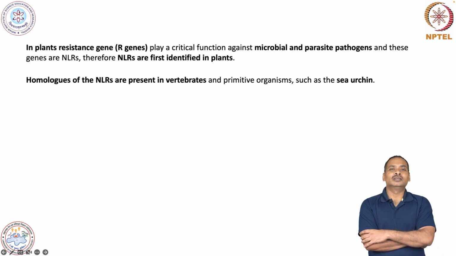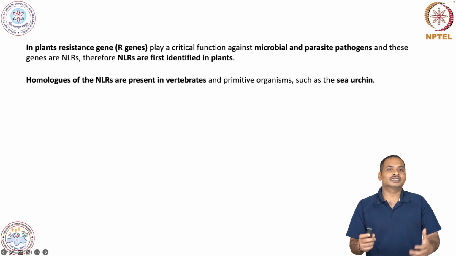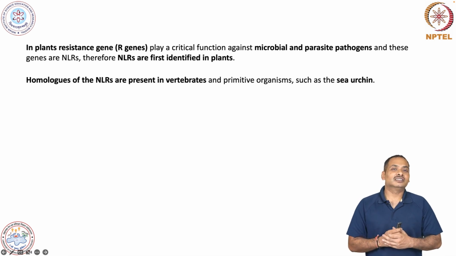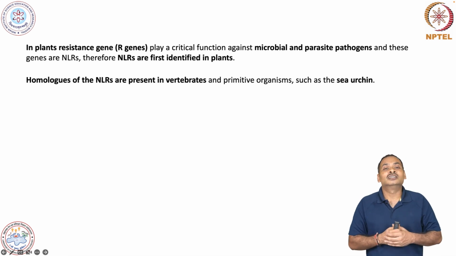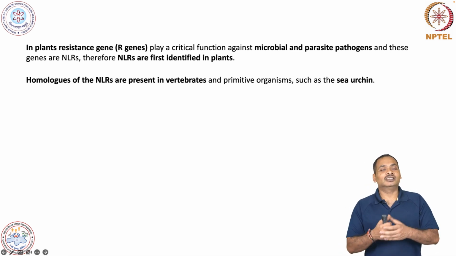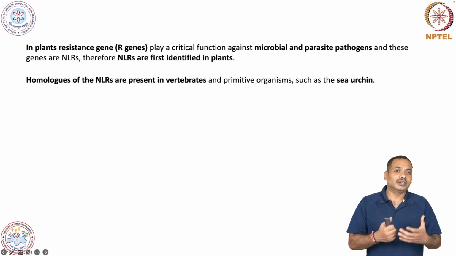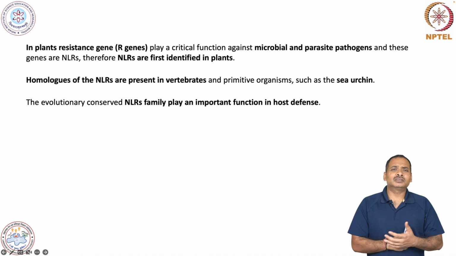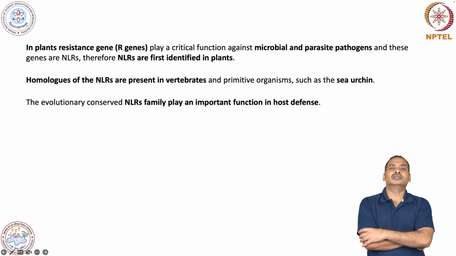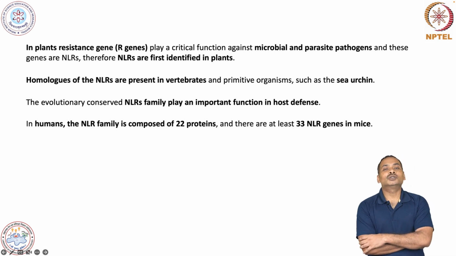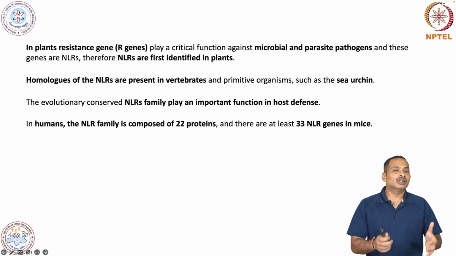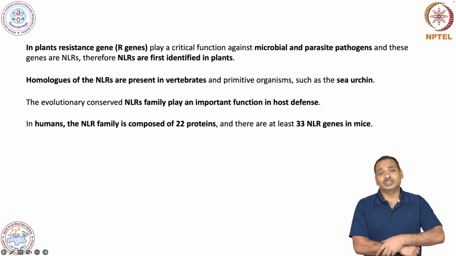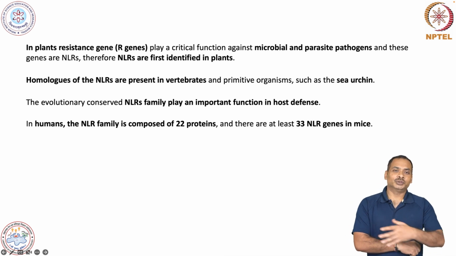So you can understand how primitive this gene is, and this is highly conserved. The whole NLR family is highly conserved in sea urchin and vertebrates, mice, human. So all these nod-like receptor family members play a very important role in host defense. In human about 22 NLR members are there, and in mice about 33 members are there. I will show you in the next slide.